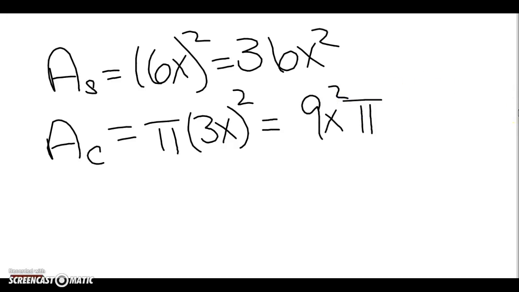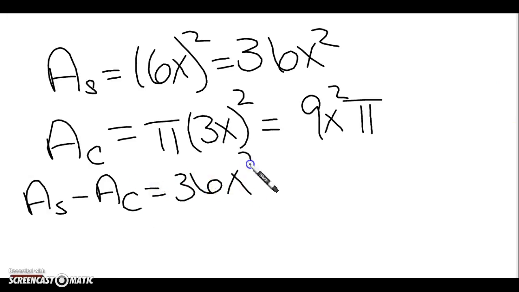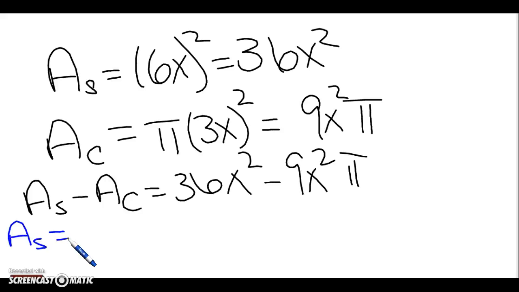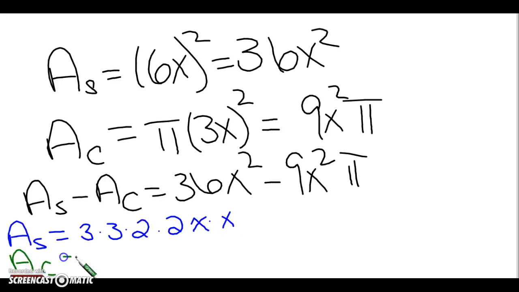I am going to subtract the area of the circle from the area of the square, which will give me 36x squared minus 9x squared pi. If I write out my factors, I don't always have to do this, but if this is something that you need or like to do, I know that the area of my square, 36 broken down, is 3 times 3 times 2 times 2 times x times x. And the area of my circle is 3 times 3 times x times x times pi.